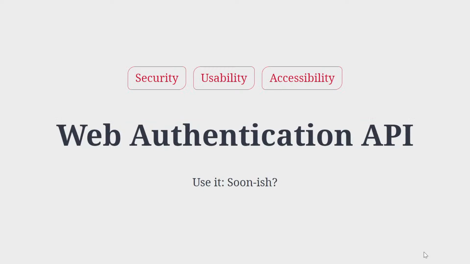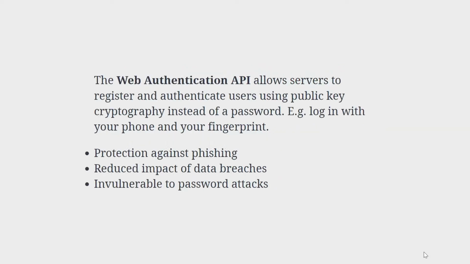There's a web authentication API. The idea is a security idea. People use the same password everywhere. That's not safe. Also, we have accessibility concerns because not each and everyone is able to remember a password or handle passwords. So the Web Authentication API is meant to build a better system for that. And you log in, for example, with your phone and your fingerprint.